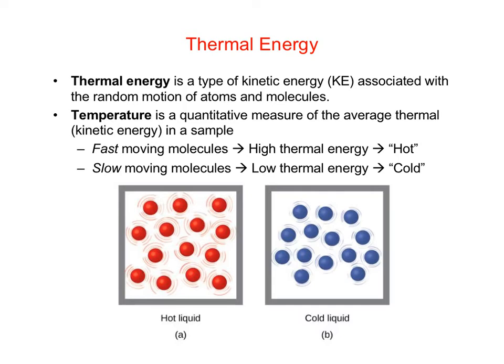And temperature is a quantitative measure of the average thermal energy in a sample. And so fast-moving molecules have high thermal energy, and we might qualitatively describe that as hot, whereas slow-moving molecules have low thermal energy, and we would refer to them qualitatively as being cold.